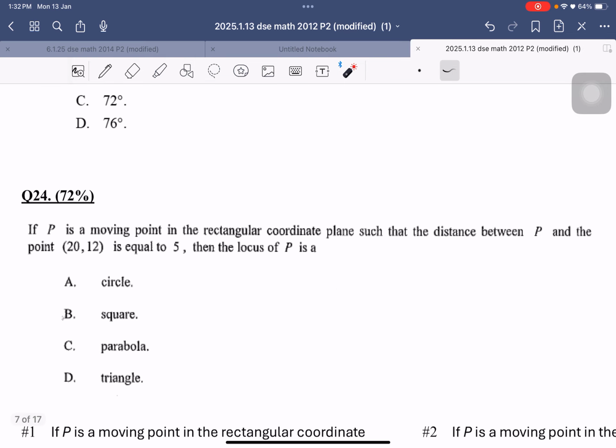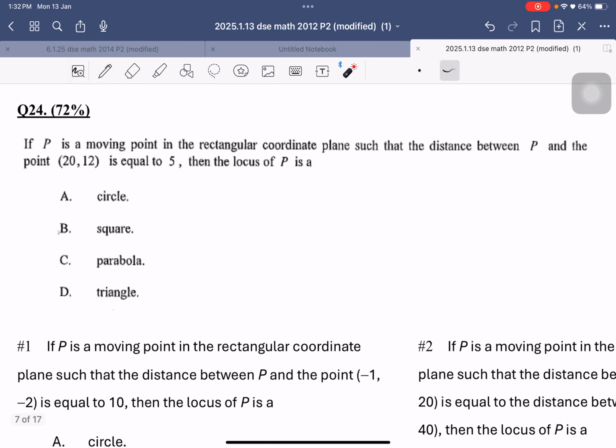Okay, so next question. If P is a moving point in the rectangular coordinate plane such that the distance between P and the point... So P is a moving point, isn't it? All of you are the fixed points. I'm the fixed point today as well. So he is the moving point, isn't it? He can move things around.